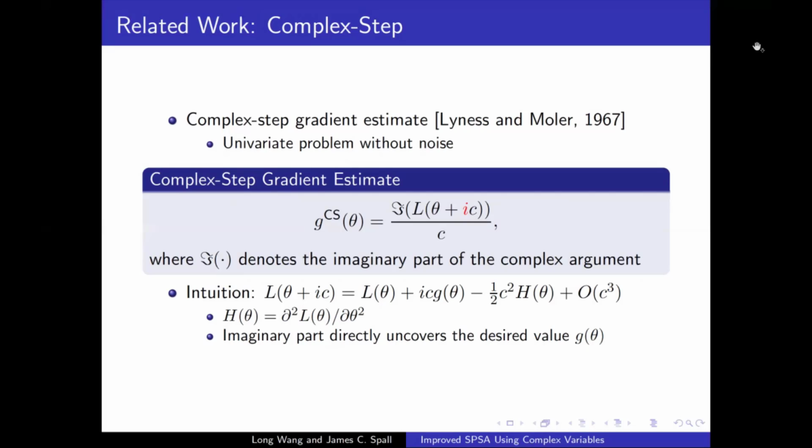But to actually get the gradient estimate, we take the imaginary part of the complex function measurement, and then divide by c to get a gradient estimate. So the intuition behind it is you just apply Taylor expansion on this complex perturbation value, and then you see that some parts only contain real values, and some other parts only contain imaginary values. When you take the imaginary part, the only thing left is the part that contains gradient information and some higher-order noise. This way we can get rid of the unwanted terms for free, and then you can directly uncover the desired gradient value.